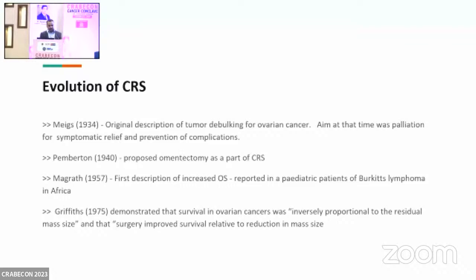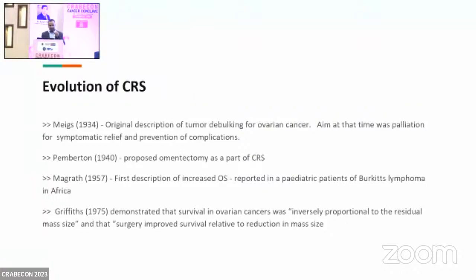Then, very interestingly, in 1957, the first description of increased overall survival by cytoreductive surgery was given. And the interesting fact is that it was in pediatric patients of Africa with abdominal Burkitt's lymphoma.